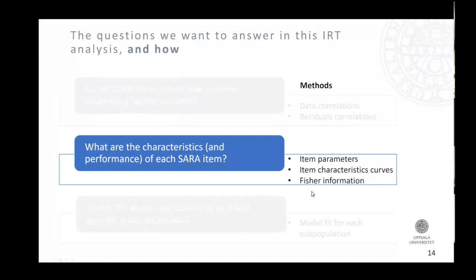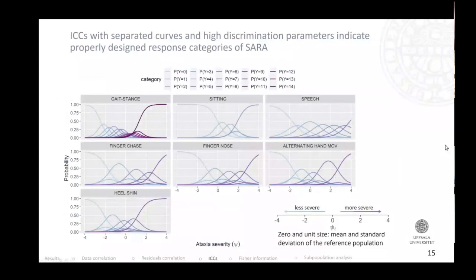So how do the SARA items perform? For this, we can look at these item characteristic curves. What we would like to see is that they are distributed across the different disease severities. We would like to have them separated so that no difficulty parameters are close to each other, so that the curves are not overlapping. And we can see that they seem to be separated quite well. They also have quite high discrimination parameters. It's a little bit difficult to see from these graphs, but they have higher discrimination parameters than most existing clinical outcome assessments in this area, like in Parkinson's and Alzheimer's, etc.